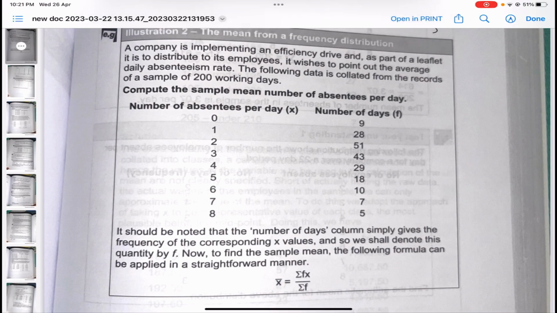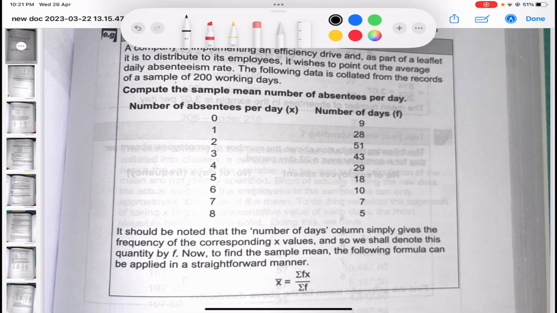A company is implementing an efficiency drive, and as part of a leaflet it is to distribute to its employees, it wishes to point out the average daily absenteeism rate. The following data is collated from the records of a sample of 200 working days. So compute the sample mean.